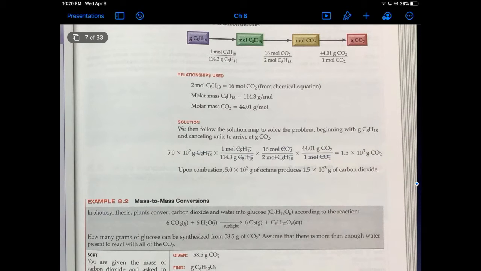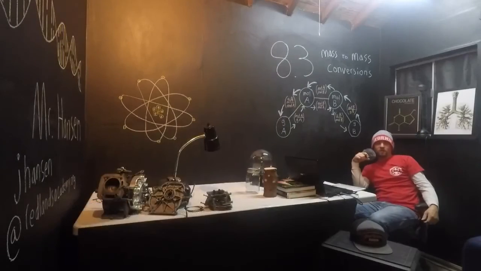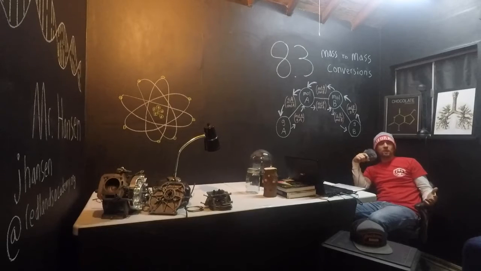Again, you could stop there and you would know how much CO2 you have, but it's better to know it in grams. So we put moles of CO2 on the bottom and grams of CO2 on top of that last conversion factor. It's 44.01 grams of CO2 for every 1 mole of CO2. Crunching the numbers finally gives you 1.5 times 10 to the third, which is really just 1,500. 1,500 grams of CO2 is your only unit left after you've had the joy and privilege of canceling all those units. So 1,500 grams of CO2. So we have, what did it say, 500 grams of octane?